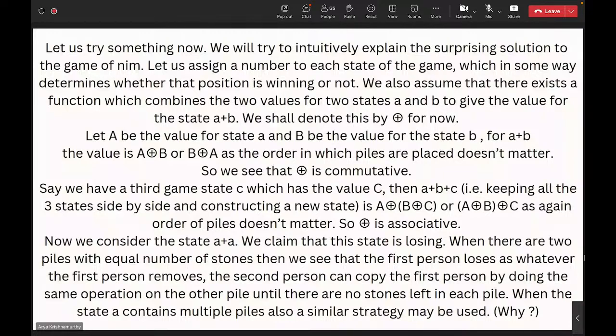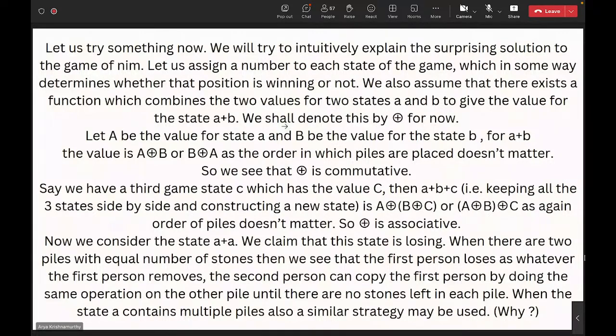We assume that there also exists a function which combines the two values for two states A and B to give the value for state A plus B. What I mean by A plus B is that state A will have a set of piles of stones, and so will state B. I shall just place them side by side and consider the game with the entire set A plus B. This is probably trivial, but I just wanted to mention it.